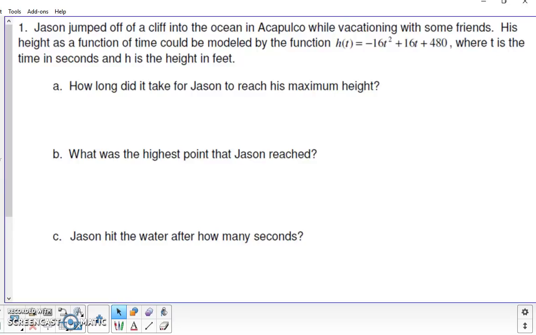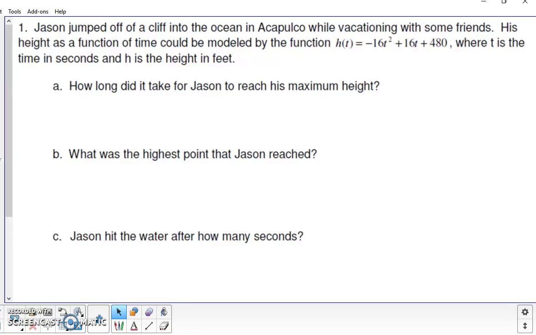Now, let's take a look at problem number 1. Jason jumped off of a cliff into the ocean in Acapulco while vacationing with some friends. His height as a function of time could be modeled by the function h of t equals negative 16t squared plus 16t plus 480, where t is the time in seconds and h is the height in feet. A, how long did it take for Jason to reach his maximum height? B, what was the highest point that Jason reached? C, Jason hit the water after how many seconds?